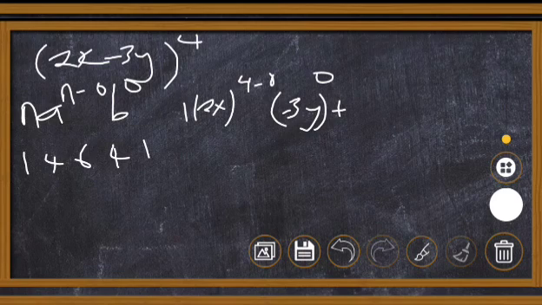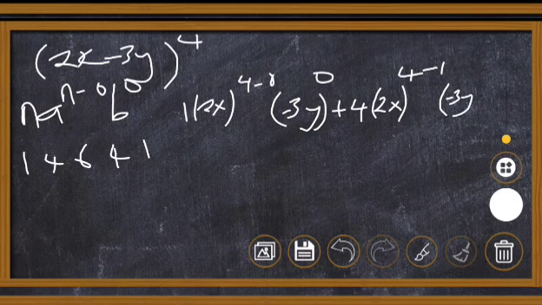We go on to the second term here, which is 4. Where there is n here, we replace with 4, and where there is a, we replace with 2x. Where there is n it is 4, and this time the value will increase from 0 to 1. Where we have b, we have negative 3y, and the power this time will increase from 0 to 1. I will continue from down here because of the space.